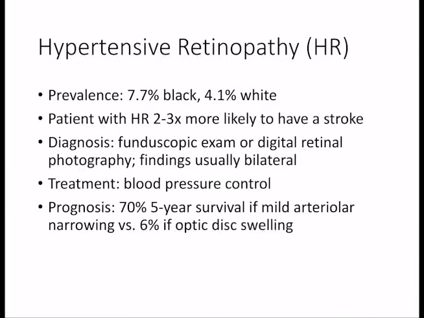Treatment is through blood pressure control via pharmacologic therapy and lifestyle modifications such as smoking cessation, weight loss, diet with fruits and vegetables, decreased sodium intake, physical activity for 30 minutes daily, and limitation of alcohol. And 5-year survival for patients with hypertensive retinopathy is 70% if there's mild arteriolar narrowing on fundoscopic exam, but only 6% if there is optic disc swelling.